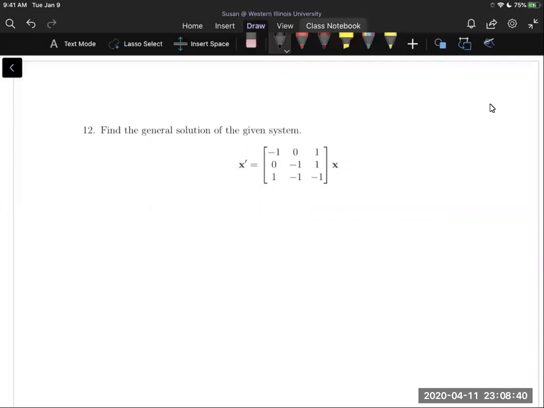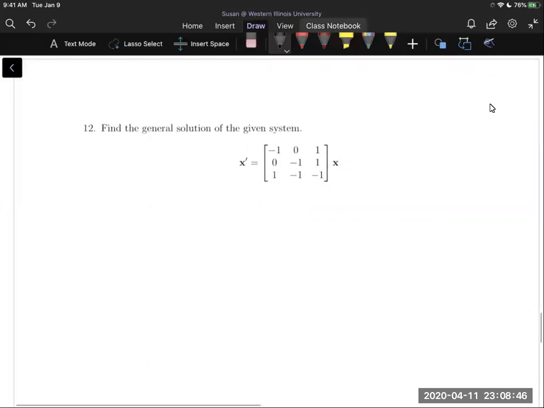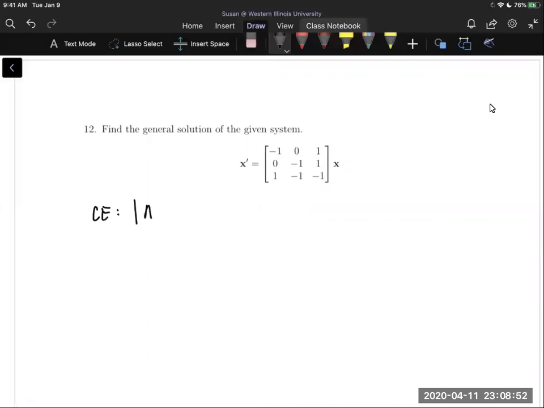All right, so the first step is to find any eigenvalues that we might have. So let's set up our characteristic equation. Just to remind you, the characteristic equation is always the determinant of A minus lambda I equal to 0.